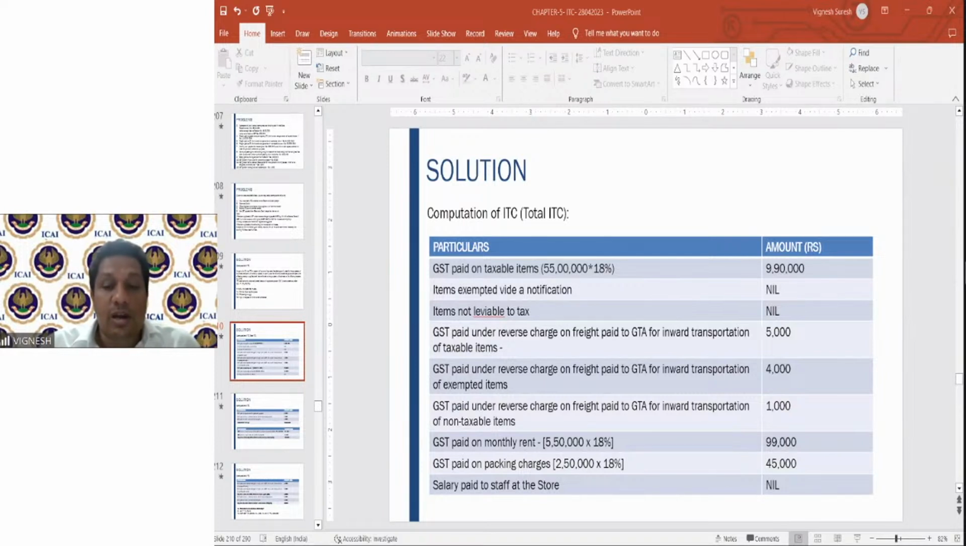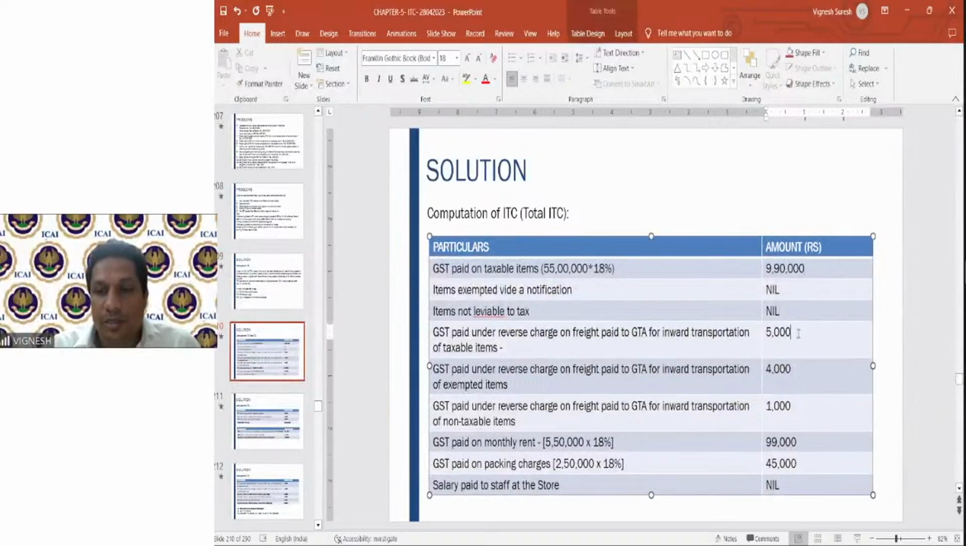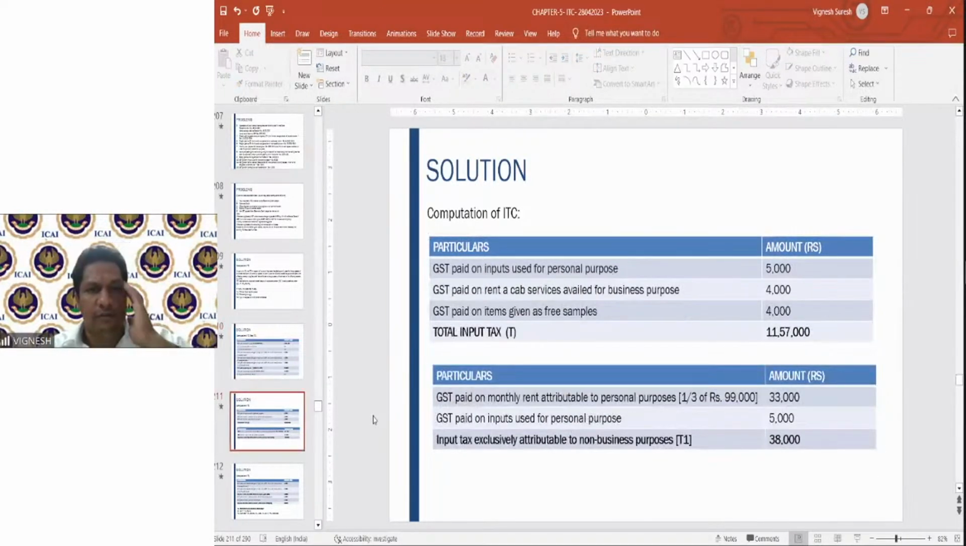So with this, you have come to the calculation of T, the total input tax during the month, which is nothing but all this amount. Can someone do the calculation here? 9,90,000 plus 5,000 plus 4,000 plus 1,000 plus 99,000 plus 45,000. This is the total amount that we have to take.